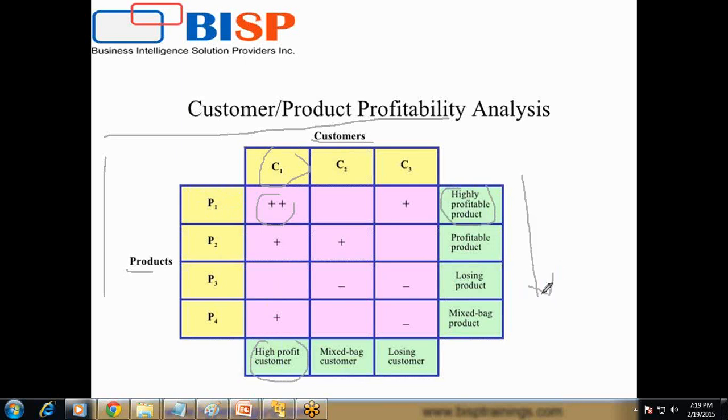As we go down, the profitability decreases, and this is moderately profitable. Or maybe some products are not profitable at all, they're losing profitability, or are mixed bag products. So with a simple model, by keeping your customer and product with the intersection, you can at least identify what product and customer are profitable to me and to what extent.